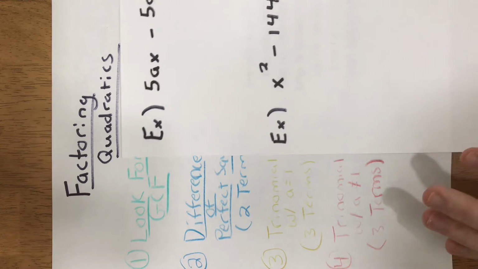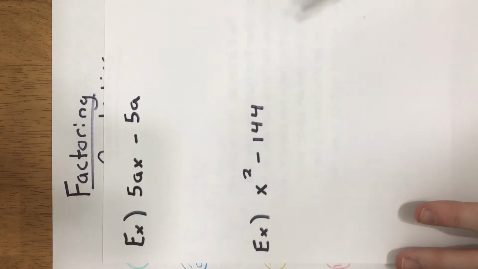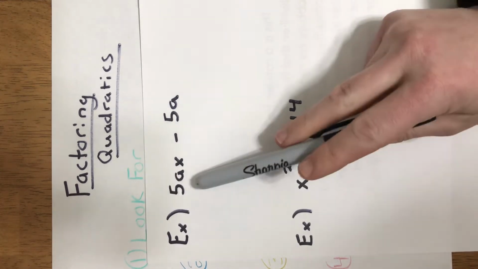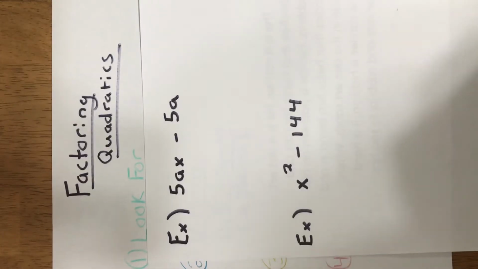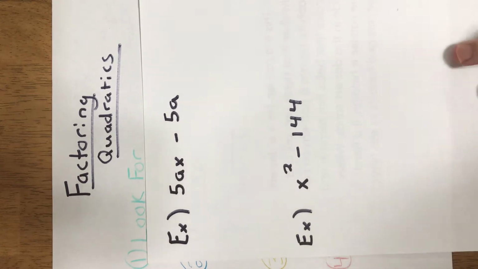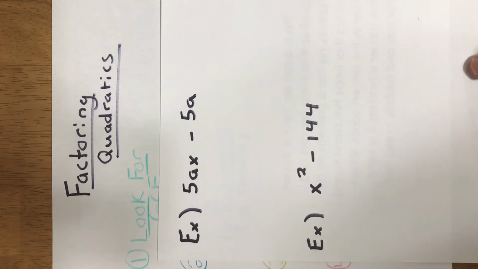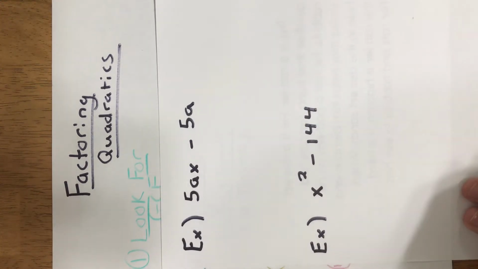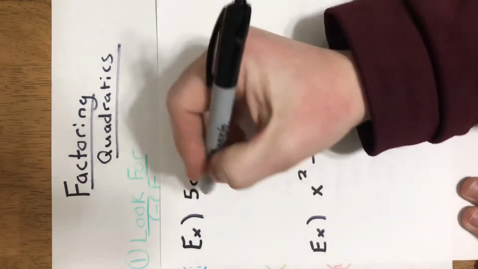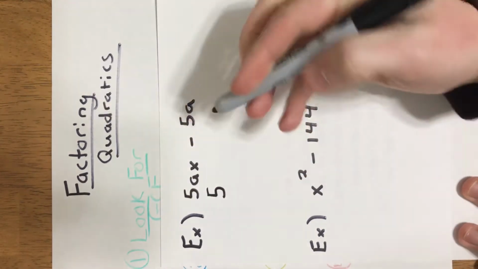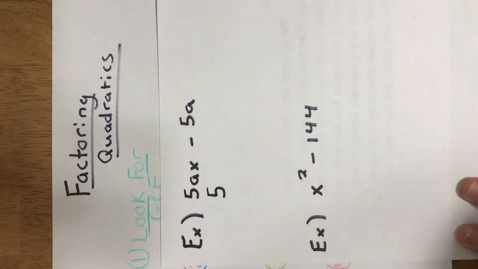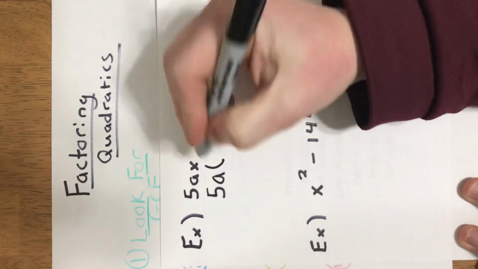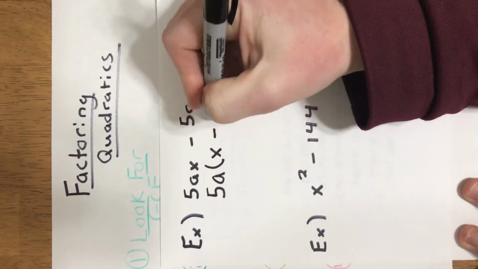So let's take a look at a couple examples here. I'll put these back and forth so you can look at the list. First one, 5ax minus 5a. So the first thing we want to do is look for a GCF. I'm looking here, and the first thing I notice is that both of these have a 5 in it. So I know that's going to be part of my GCF, so I am going to pull that out. And then I notice that they both have an a in it, so I'm going to pull that out. And so what I'm left with here is x minus 1.